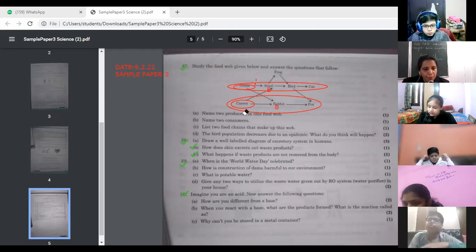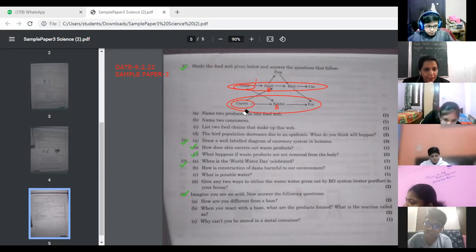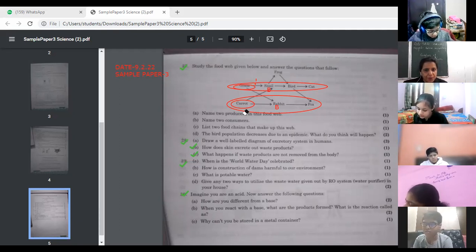So children, it's very common. If the waste is not removed from the body, the waste will be accumulated. Accumulated means it will collect in our body, and when the waste is collected in the body, it produces toxic substances. Toxic substances are produced in our body, and they are going to harm our body. Even a person can meet with death if the waste products are not removed from the body. I hope I'm clear. Let's move to the next question.